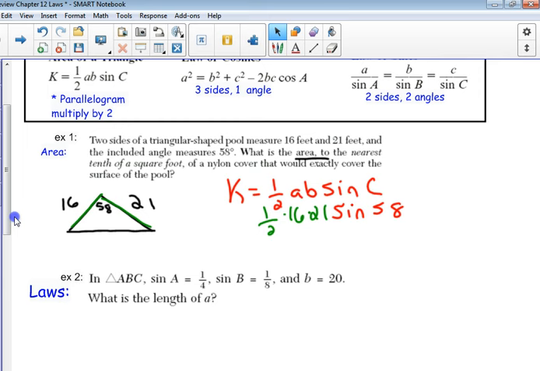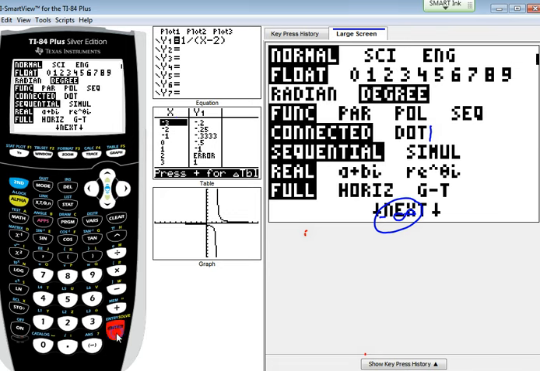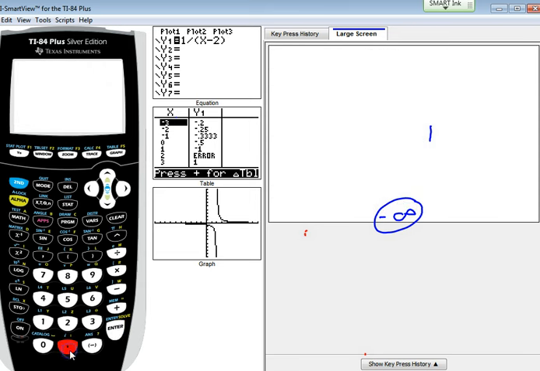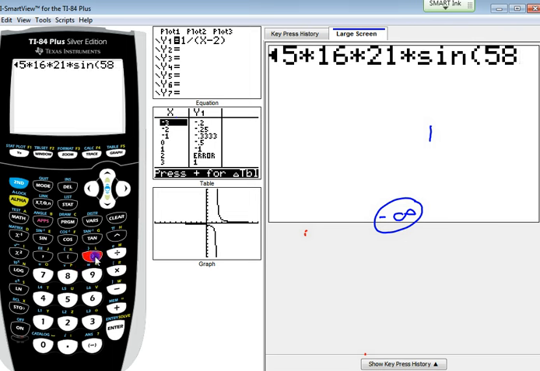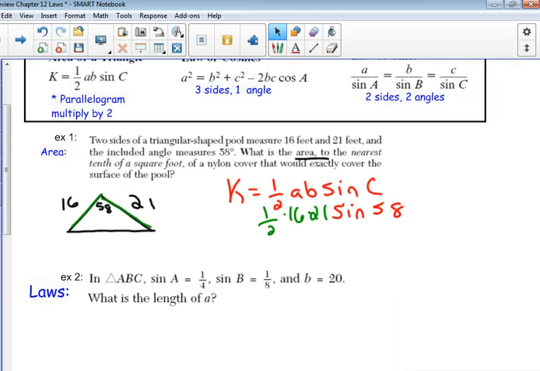All right, and you literally just plug this all in. Make sure your calculator's in degree mode. Do a good check. I was not. Right now it's better. Okay, so I have 0.5 times 16 times 21 times sine 58. Anyone, what is it? 142.5? Is that right? I restarted it. Alright, so that would be that.